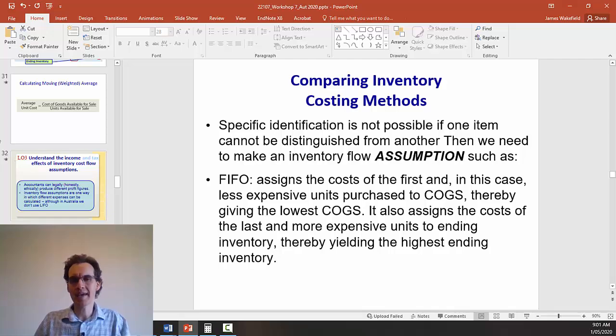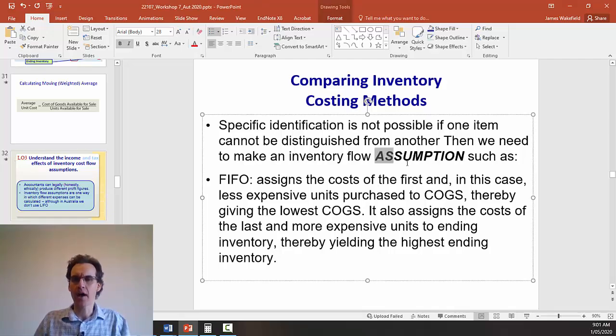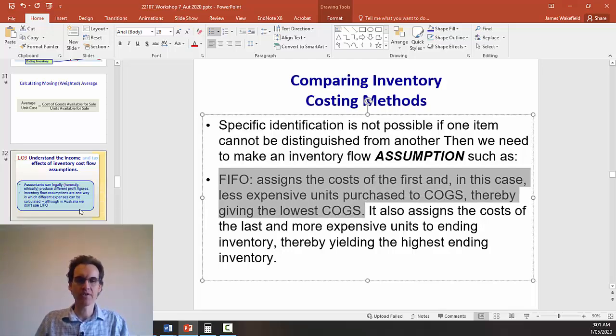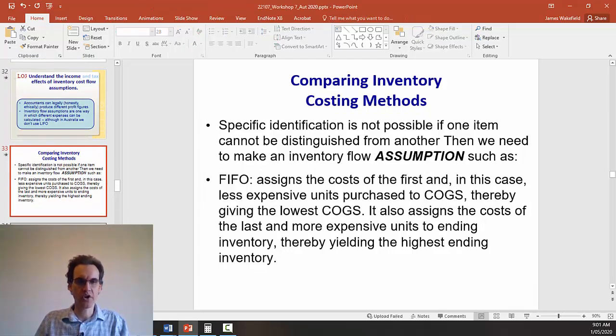So we need to make an assumption about the flow of inventory that we acquire and then subsequently sell. And so as you know, with first in, first out, the cost of the first inventory is expensed first through cost of goods sold, because we assume we sell that unit first. So we match it with the revenue. And so in that particular case, for most retailers, first in, first out is the best method because it is best at matching the revenues with the costs that we actually generate.